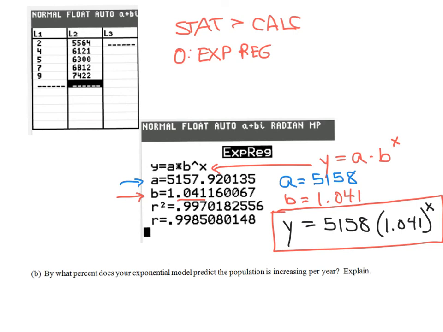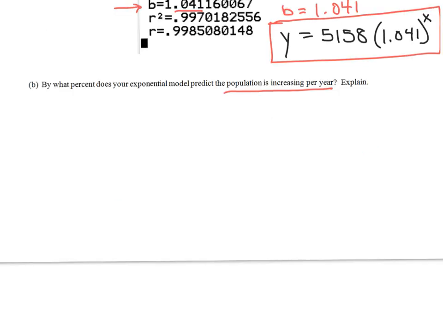Now, in the next part of the question, we do see that the population was increasing. So that, of course, tells me that I've got exponential growth. For this exponential growth, I want to know how much is the population increasing by each year. So remember how we set that up. We say 1 plus r is my b value. So therefore 1 plus r in this problem has to equal 1.041.